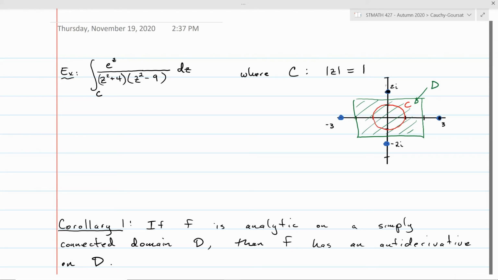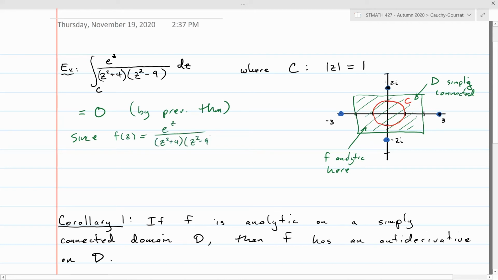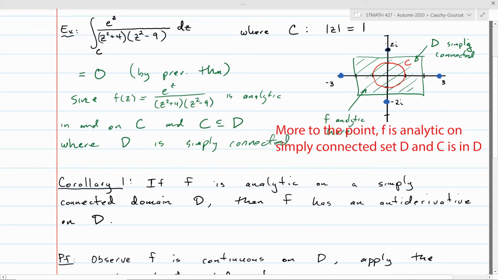And so I can see f is analytic here. And I can also see that D is simply connected. It's just a simple box. So I have a closed contour that is inside of a simply connected domain, and it's analytic there. The function that we're integrating is analytic in and on that curve C. So this integral is equal to 0 by our previous theorem, since that function, f(z) equals e to the z over (z squared plus 4) times (z squared minus 9), is analytic in and on C, and C is contained in D, where D is simply connected. I mean, we could have got that this was equal to 0 just by Cauchy-Goursat, but I just wanted something to illustrate how you might use Cauchy-Goursat.